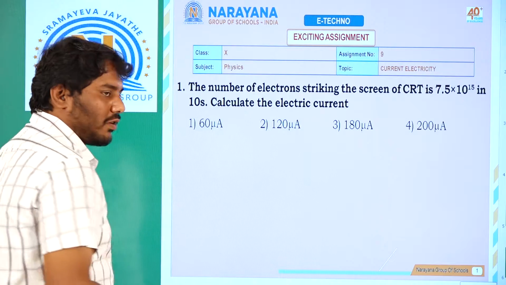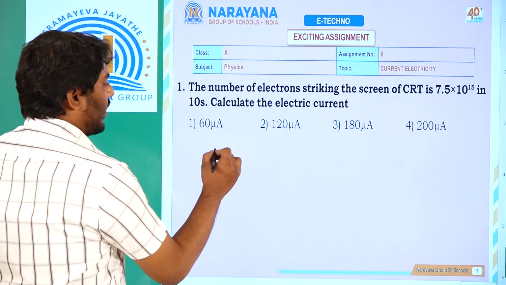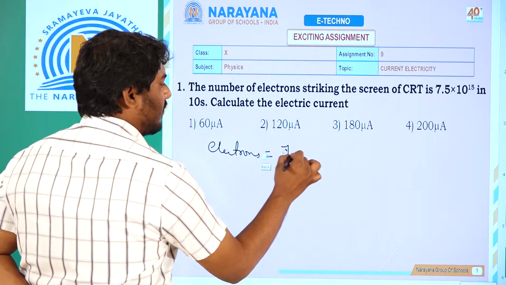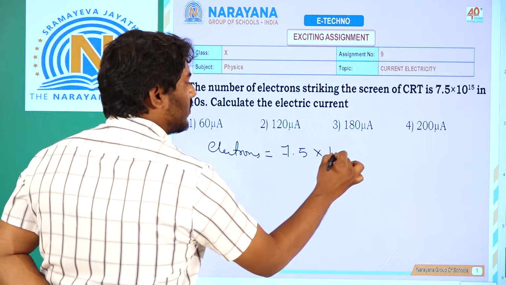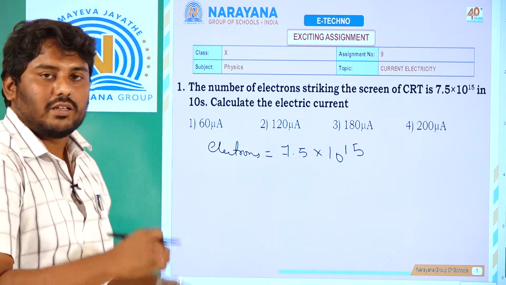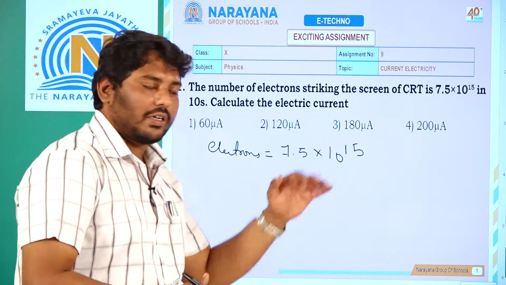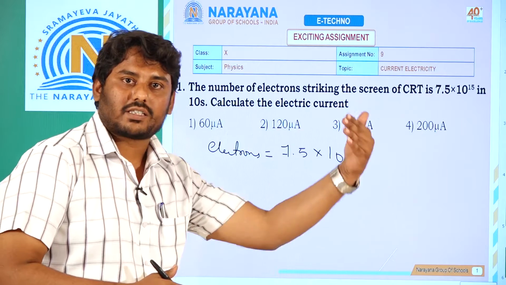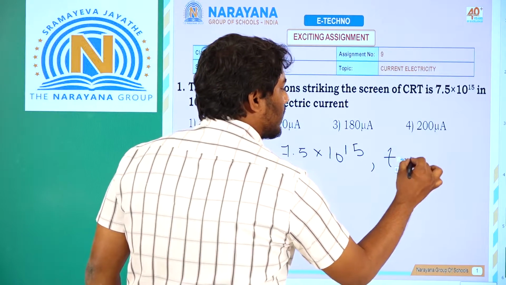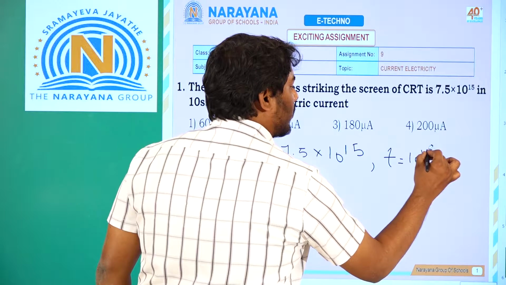Given data is number of electrons. How many electrons are there? 7.5 into 10 to the power of 15 electrons are there. And these 7.5 into 10 to the power of 15 electrons are striking the screen for almost 10 seconds. So given time is 10 seconds. So what could be the current?